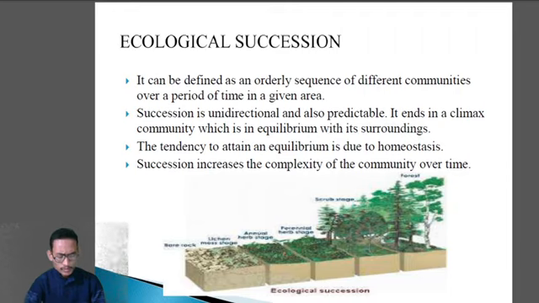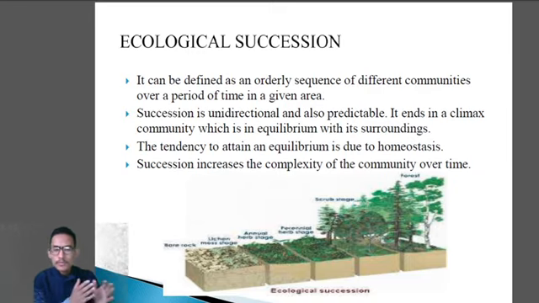In simple terms, we can define ecological succession as an orderly sequence of different communities over a period of time in a given area. That means in a given area or in a given habitat, the species keeps on changing. That means one species will be replaced by another species in an orderly manner over a period of time.